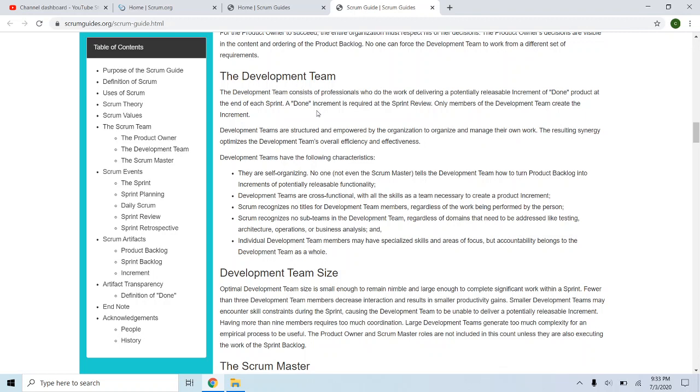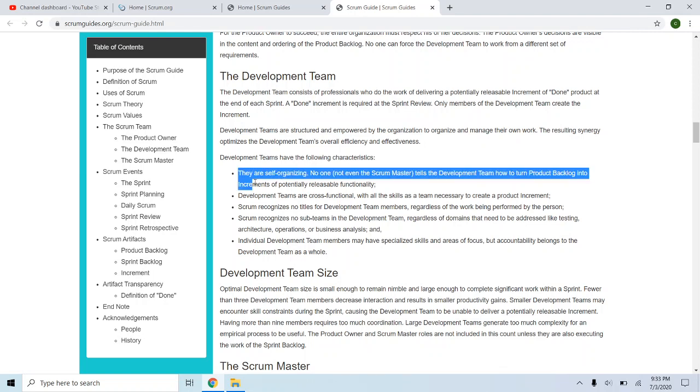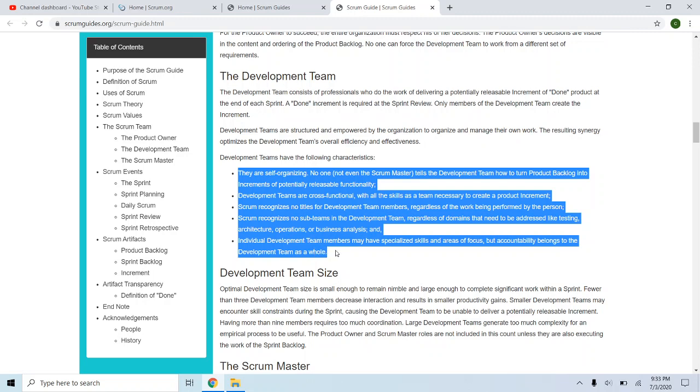Typically between 3 to 9 individuals, development team is designed to be a self-organizing team, which is one of the core philosophies in Scrum, or one of the core concepts. They have all of these characteristics listed.